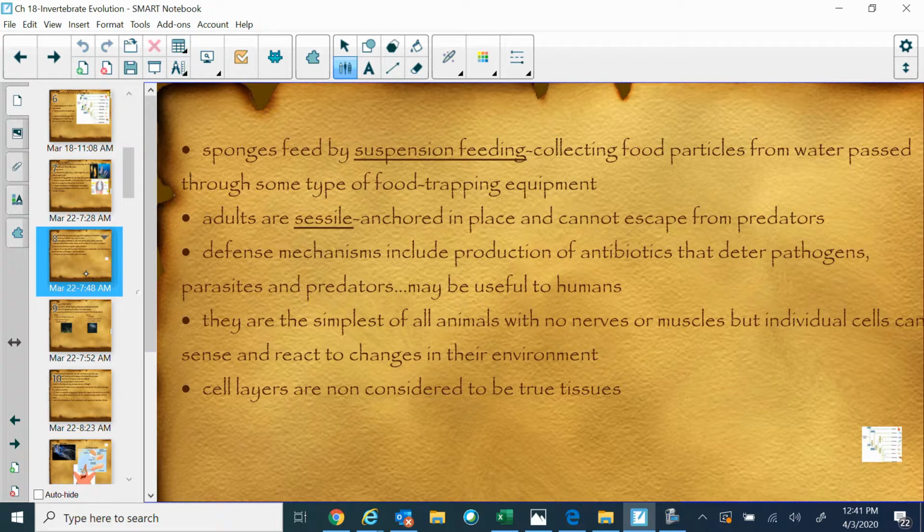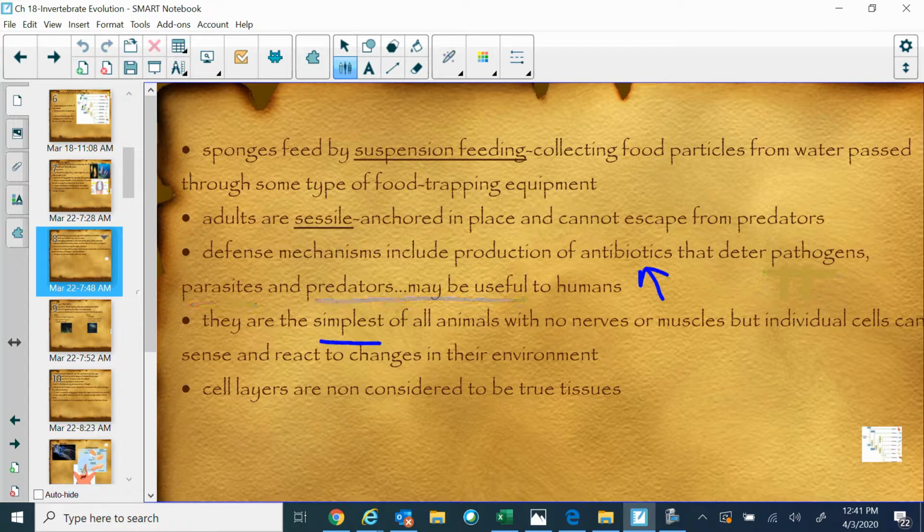So they are suspension feeders, and that's important because they don't move. The water is suspending the molecules that pass through their body, and then they use something to trap that food. Sessile is the opposite of motile. It means they stay in place and can't get away from predators, so they have to have defense mechanisms that include antibiotics, against disease-causing parasites, to get rid of those, and even predators. So we can actually take information from these and develop antibiotics, things that kill other life.